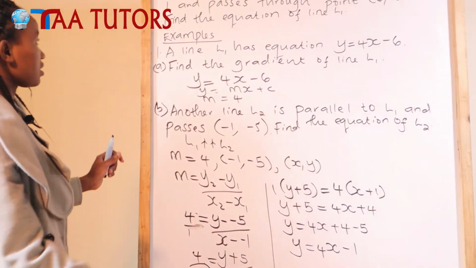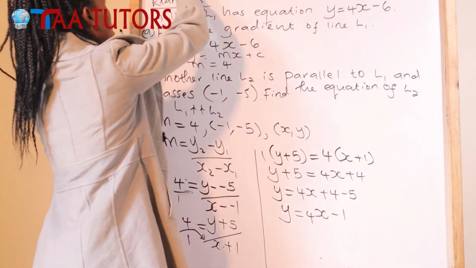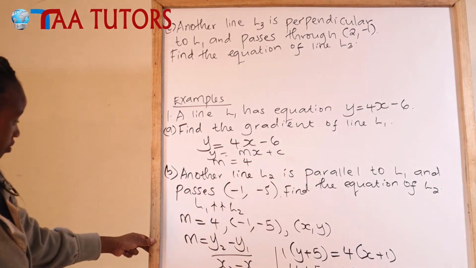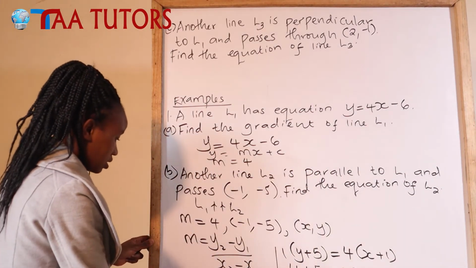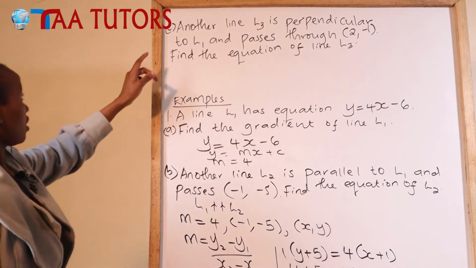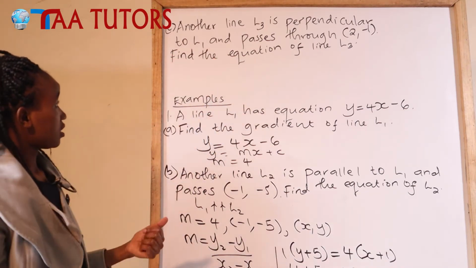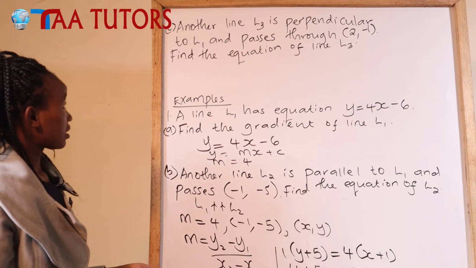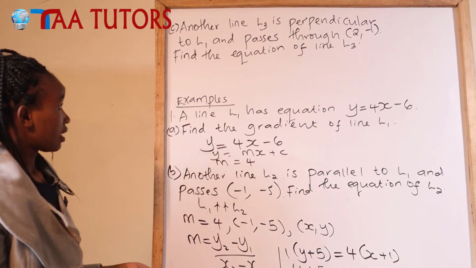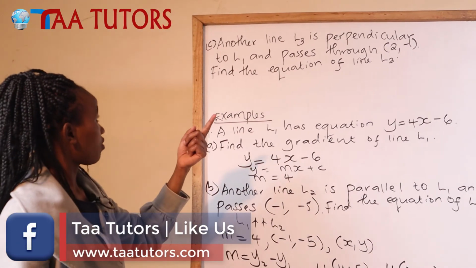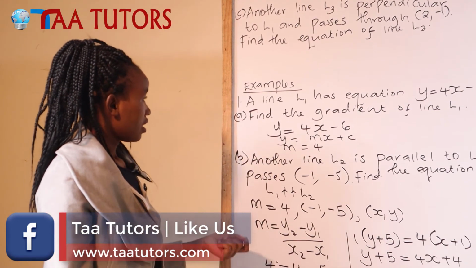Now I want to look at part C of this question. So this is now part C of the question. Part C of the question is dealing with perpendicular lines. Another line L3 is perpendicular to L1 and passes through 2, -1. Find the equation of L3.